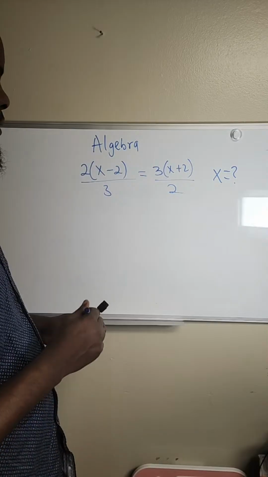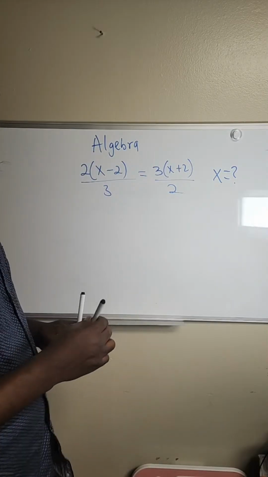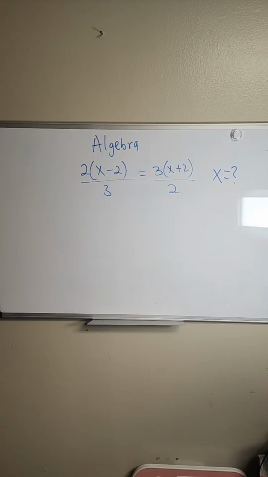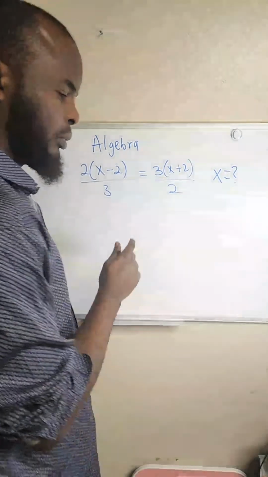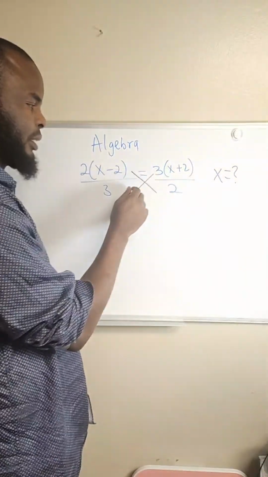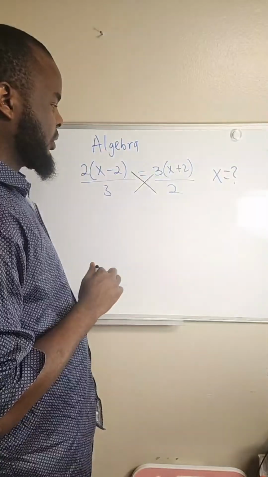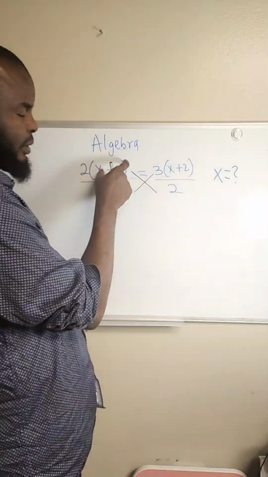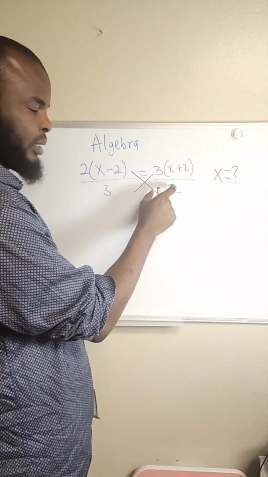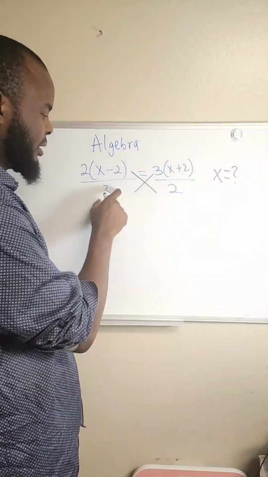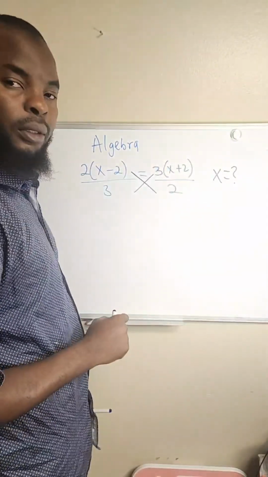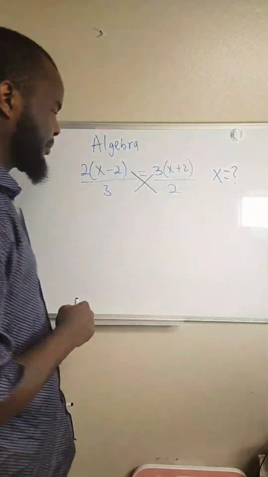I'll be reading your comment section. The first thing to do is to cross multiply. This method is called cross multiplication. This numerator is going to multiply this denominator, while this is going to multiply this. That is the first thing to do.